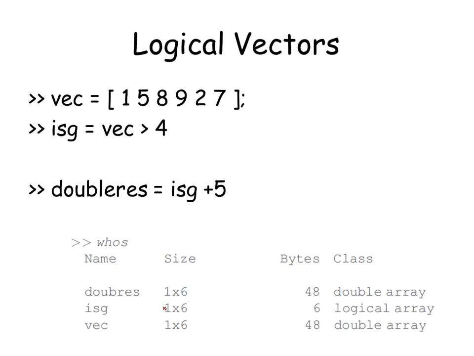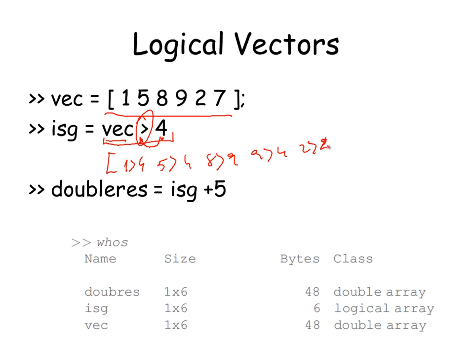Logical vectors are vectors that have the data type true or false. They have logical data type. So each element of a logical vector will have a value true or false. You can construct logical vectors using relational operators such as the greater than sign. For instance, in this example, I have a vector that contains these numbers, and then I'm checking whether each number is greater than 4. You can think of this as a mathematical operation where you compare each element of vec with the number 4. So you will get as a result 1 greater than 4, 5 greater than 4, 8 greater than 4, 9 greater than 4, 2 greater than 4, and 7 greater than 4.